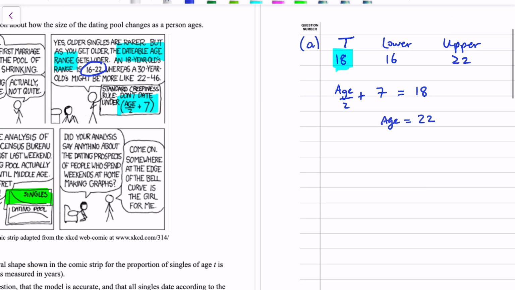And if we did the same thing for, say, the next part of the comic talks about a 30-year-old, so if we do 30 there, the lower limit, half your age plus 7, so half of 30 is 15, 15 plus 7 is 22, and half your age plus 7 equals 30, 30 minus 7 is 23, 23 times 2 is 46, okay, so that's the upper limit for this person.